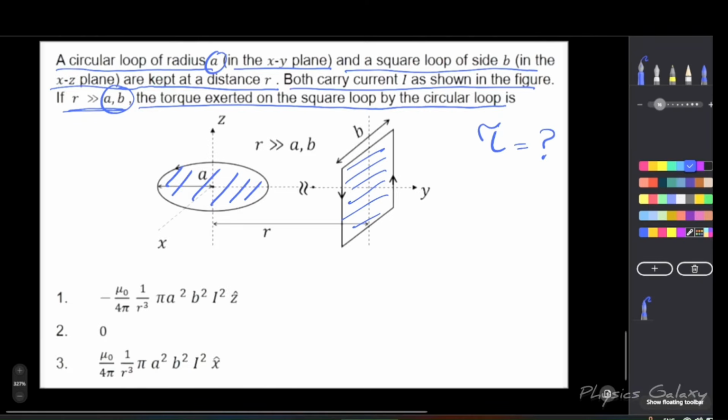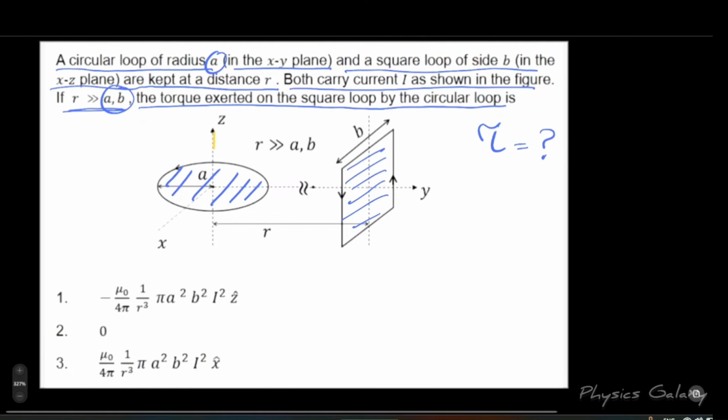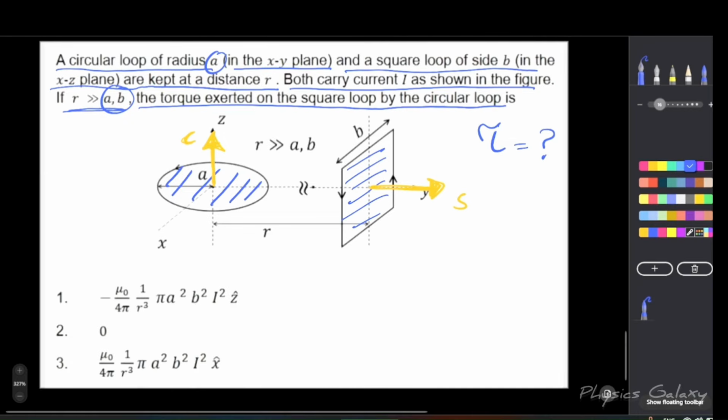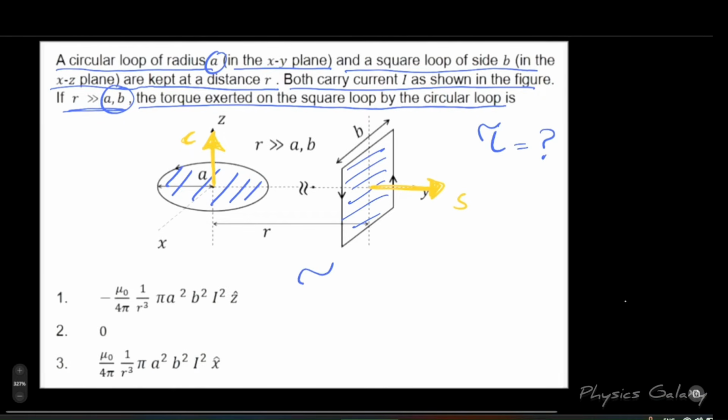Now, what we can say is that because these are current carrying loops, this one we can consider as one dipole, suppose C, circular dipole, and this we can consider another dipole, square dipole, S, and the current will basically give us the direction. Now what is torque? We know torque is equal to mu cross B.